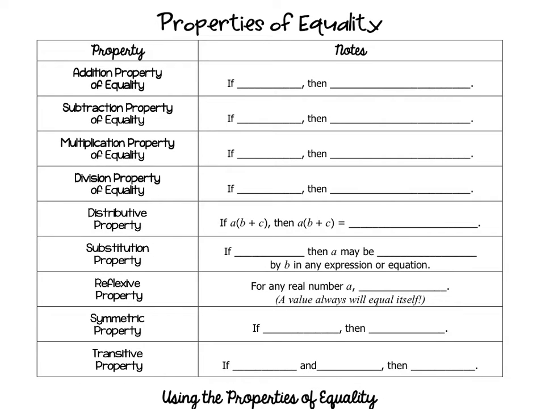For these last set of notes, we're going to talk about the properties of equality and then how we use those in a two-column algebraic proof, which we're going to learn more about as well. So these first couple ones, we have addition property, subtraction, multiplication, division property of equality.